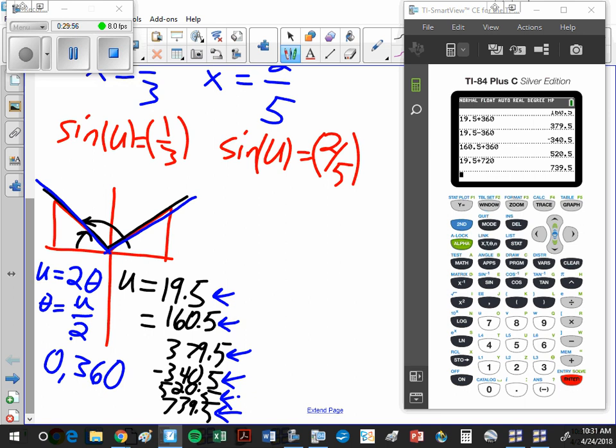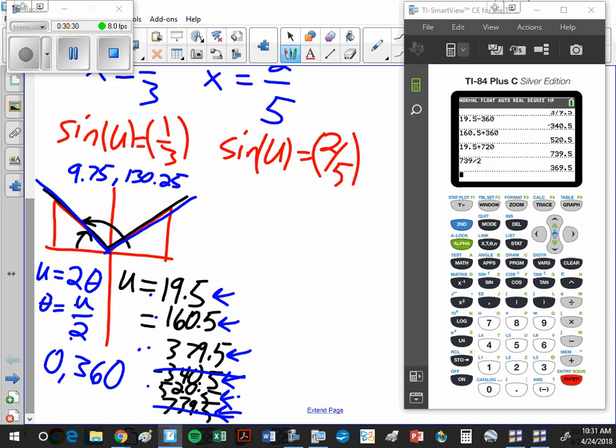So if we did 739 divided by 2, I'm outside the range, so I can stop. Okay, so I can cross that one off, and I can cross this one off. So my answers are all of these divided by 2. So this one would be 9.75, 130.25.